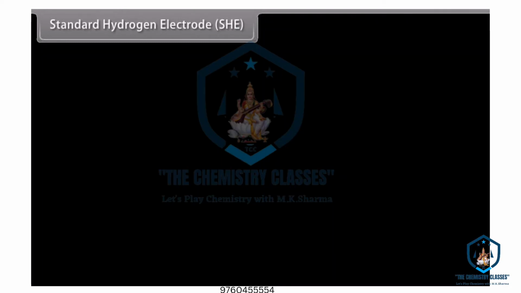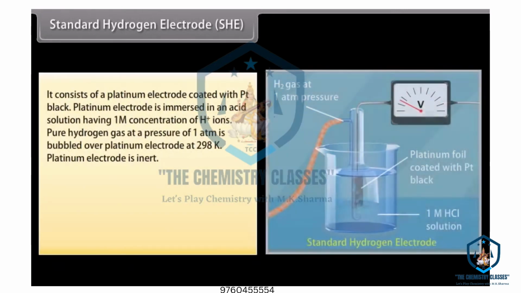Standard hydrogen electrode, or SHE. It consists of a platinum electrode with platinum black. Platinum electrode is immersed in an acid solution having 1 M concentration of hydrogen ion. Pure hydrogen gas at a pressure of 1 atm is bubbled over the platinum electrode at 298 Kelvin.